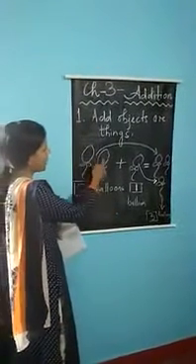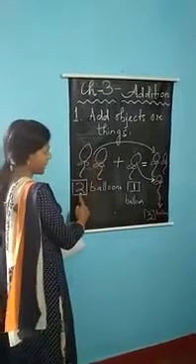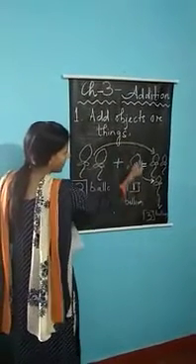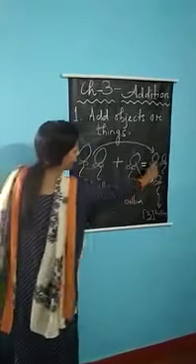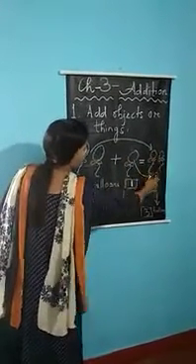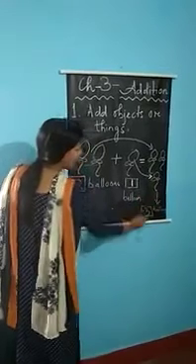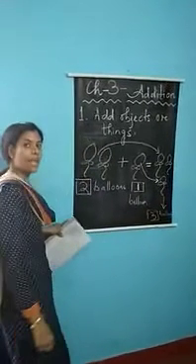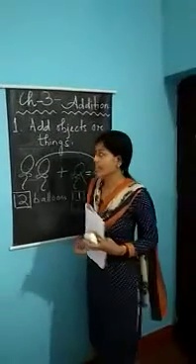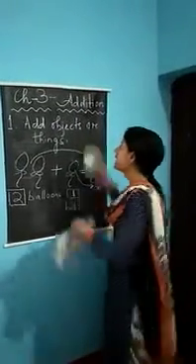We see how many objects are there. Then we add and go forward. Then we count the total. 2 plus 1, we got how many? 3 balloons. So like this we can add the objects or the things. Now we'll add numbers.